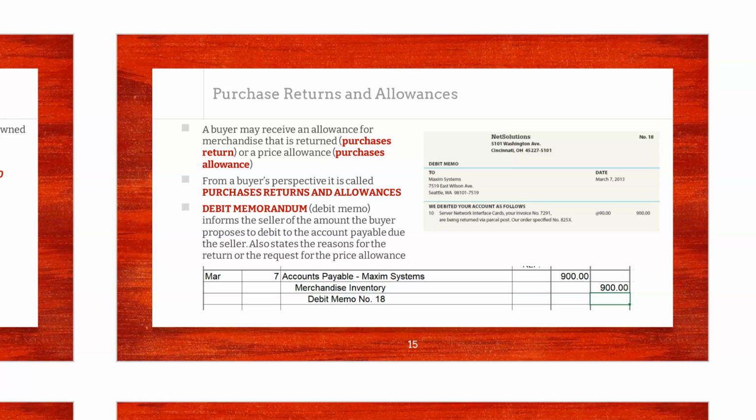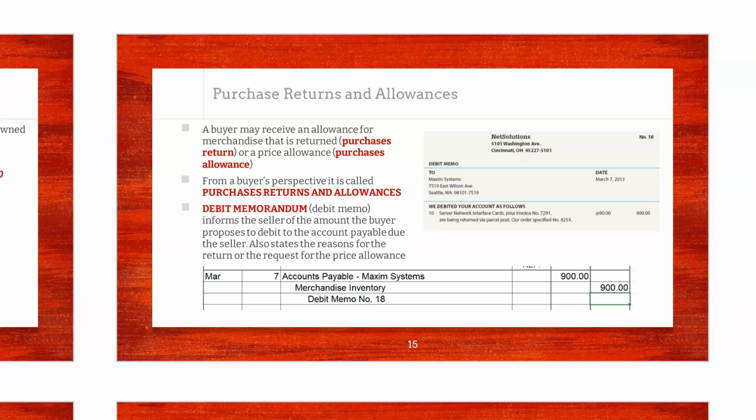So this is usually done in the form of a debit memo. Okay, so what's going to happen is a debit memo is going to be sent to the seller, and it's going to propose to them the amount that they want to debit their account payable, meaning the amount they want to take off the books, the amount they think they don't owe because either they're returning the merchandise or the merchandise is damaged and they want a credit for it, okay? And it will also state the reason.